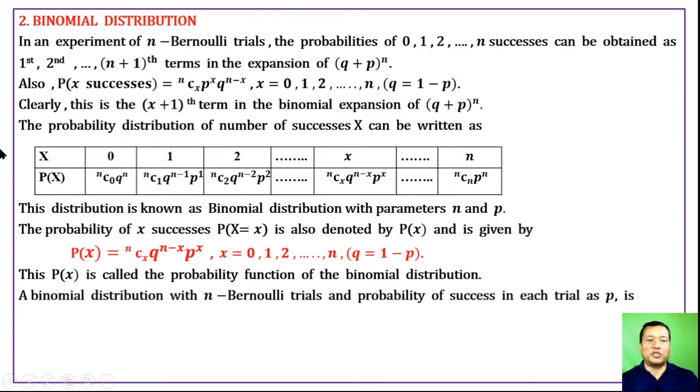A binomial distribution with n Bernoulli trials and probability of success in each trial being p is denoted by capital B of n comma p.